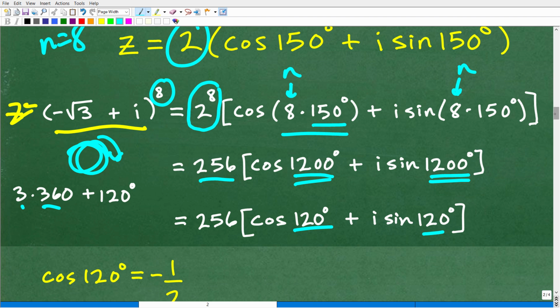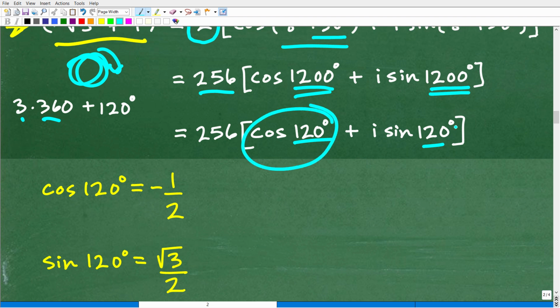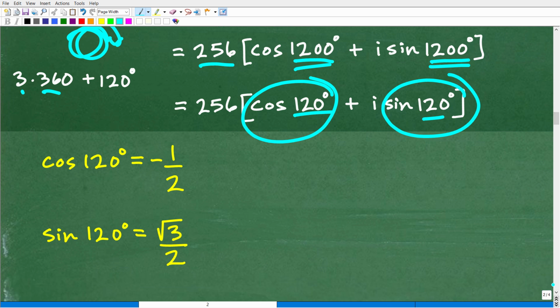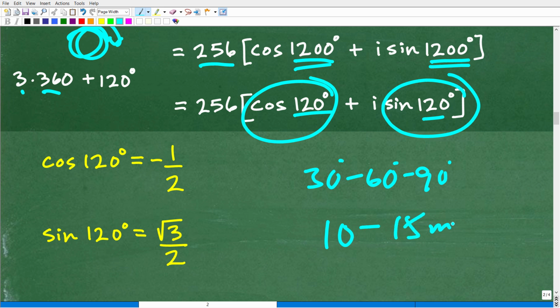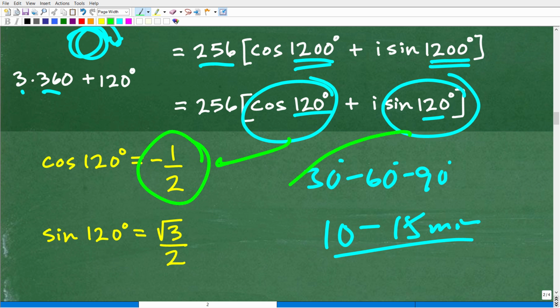At this point, you should be able to tell me the sine and cosine of 120 degrees. And you should be able to do this without the aid of a calculator, because we're dealing with special right triangles like 30-60-90 degree right triangles. This is a problem you should be able to do without a calculator, and it could easily take you 10 to 15 minutes of work, because it's like problems within problems within problems. But let's take a look at the answer. Cosine of 120 degrees is equal to negative 1/2, and sine of 120 degrees is square root of 3 over 2.